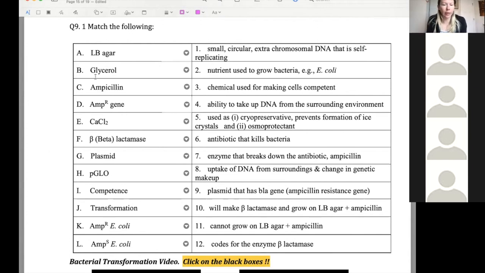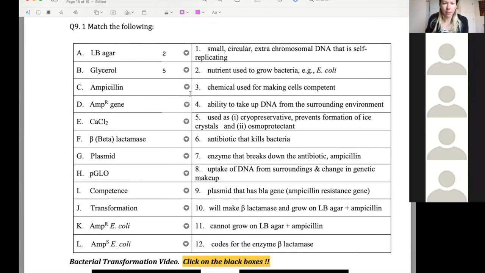So for A, LB agar, what number has a description of LB agar? Shouldn't it be two? Yeah, it'd be number two here. All right. So LB agar, those are our nutrients that we grow the bacteria on. Glycerol. That would be five. Exactly. Yeah, it's a cryopreservative. It's a way to freeze things without destroying them.